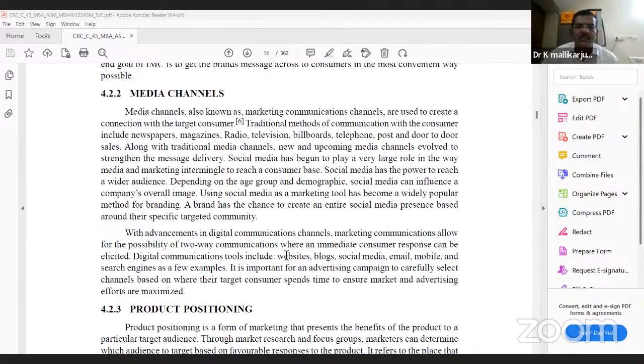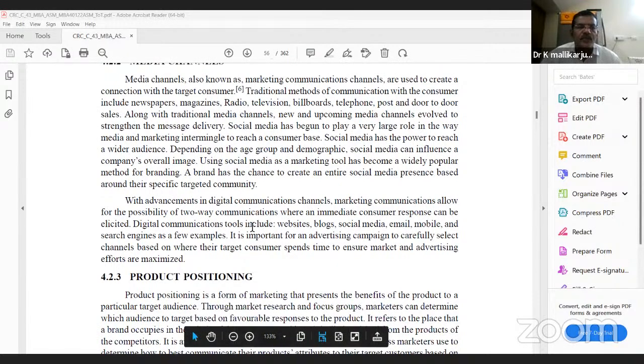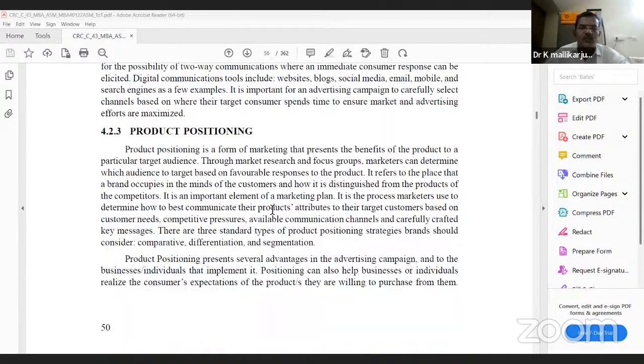Even the brand has a chance to create an entire social media presence based around this, right? So with announcements in the digital communication channels, marketing communication allows for the possibility of two-way communication, whereas an immediate consumer response can be elicited. Digital communication tools include website, blog, social media, email, mobile, and search engine as a few examples of digital communication, right? So the next is product positioning.